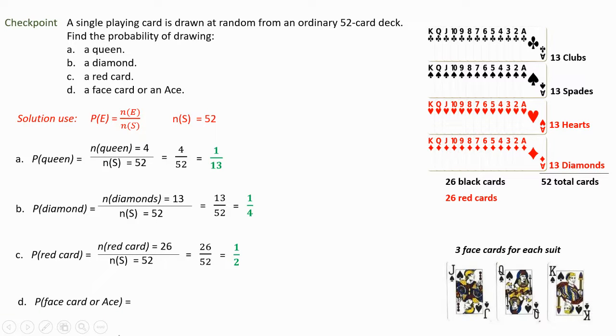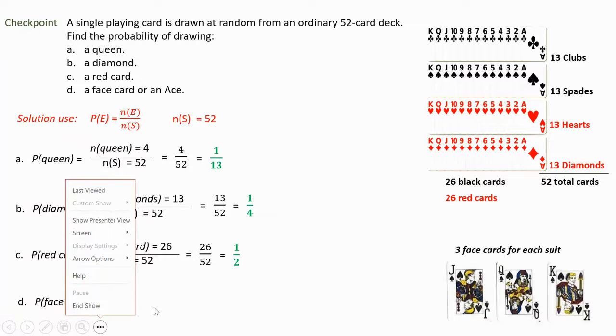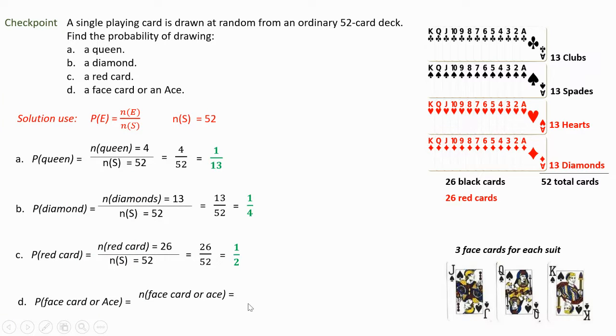Now, part D. Part D says, what's the probability of having a face card or an ace? So here we know that there's a face card or an ace. There are 12 face cards, because there are 3 face cards for each suit, and there are 4 suits, so there are 12 face cards. And there are also 4 aces: the ace of diamonds, ace of hearts, ace of spades, ace of clubs, so there are 4 over the sample space, which is 52. So 12 plus 4 is 16 over 52. Then we reduce it. So the answer will be 4 out of 13. This is the answer for part D.